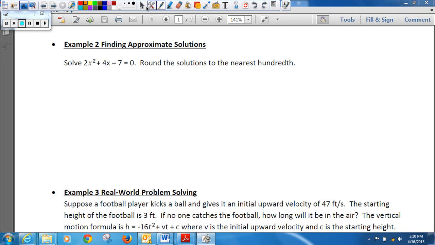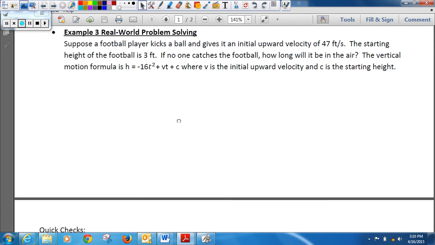Example number 3 then is our real-world problem solving. Suppose a football player kicks a ball and gives an initial upward velocity of 47 feet per second. Make that bigger. There we go. The starting height of the football is 3 feet. If no one catches the football, how long will it be in the air? So that's the question we are trying to answer.